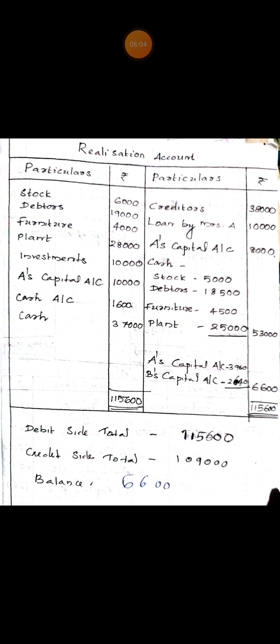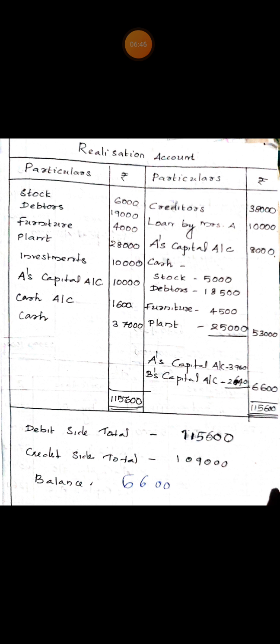Then second adjustment. Other assets realized as stock 5,000, debtors 18,500, furniture 4,500, plant 25,000. Realization of assets, realization account credit side, cash, total cash realized from assets 53,000: stock 5,000, debtors 18,500, furniture 4,500, plant 25,000. Total amount realized 53,000.